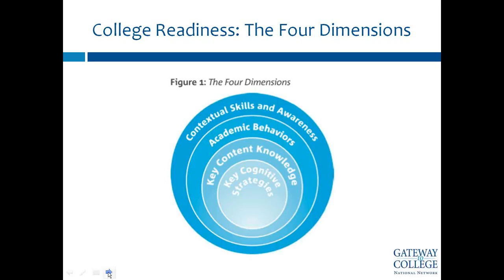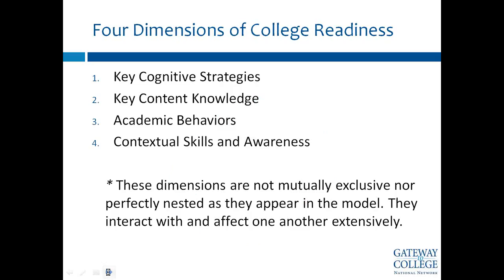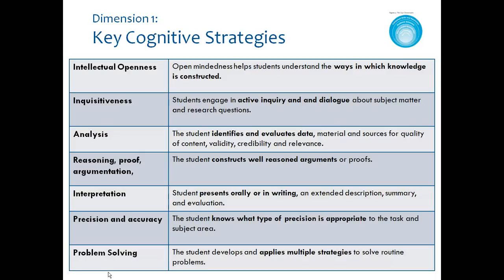College readiness, according to his research, is broken into 4 dimensions. The first being key cognitive strategies, then content knowledge, academic behaviors, and contextual skills and awareness. Now, this visual just represents what those dimensions are. They are not as linear or as nicely, neatly nested as they are in this visual. They do interact a lot more than what this visual portrays, but this does give you a clear idea of what those dimensions are. And again, it's noted that key cognitive strategies, and then the rest of the list noted there.